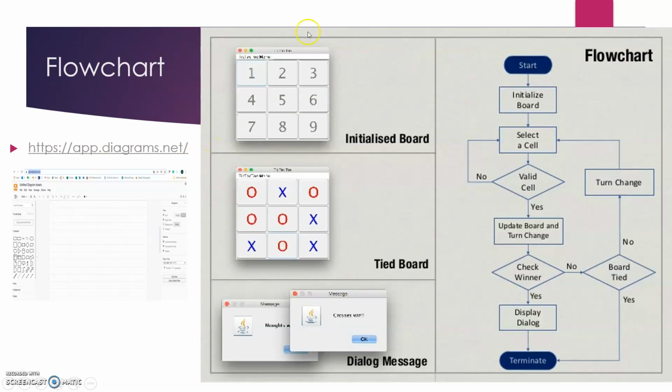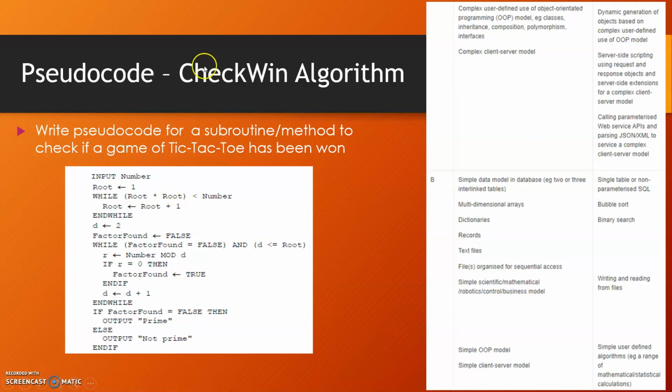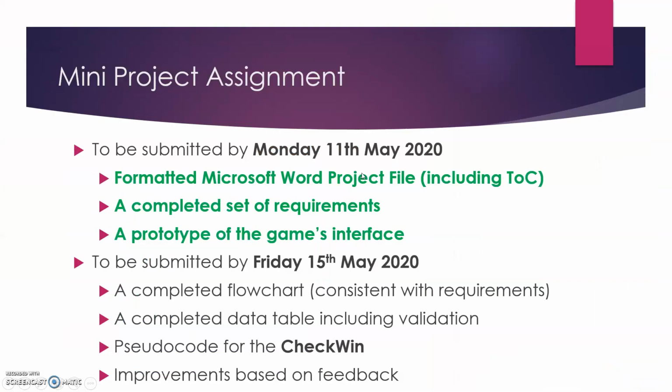The flowchart, I think some of you have already covered, some of you still need to do, but that's also due for Friday. It needs to reflect your requirements and what you've stated your game will do. And then the pseudocode for how you're going to go about actually checking whether a game of tic-tac-toe has been won or not. Okay, so the pseudocode method for that, written using the syntax that you can see below. Refer to Moodle as well if you want some more examples of pseudocode and how to format it correctly.